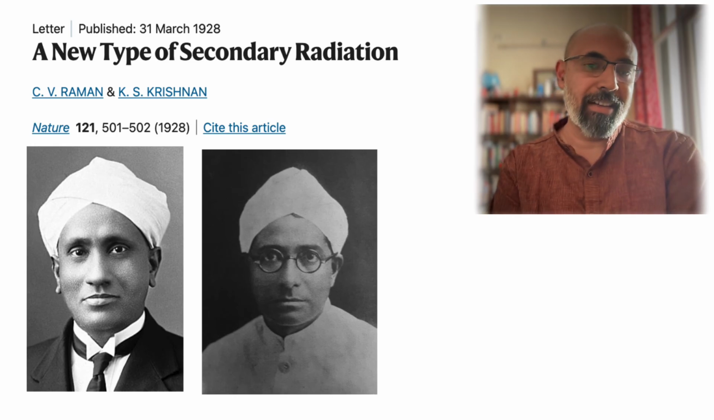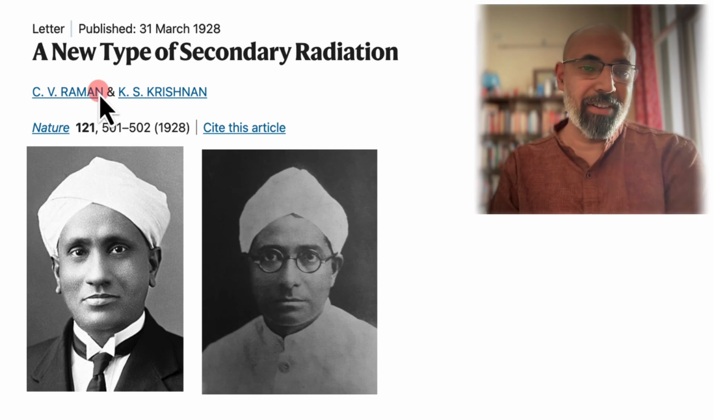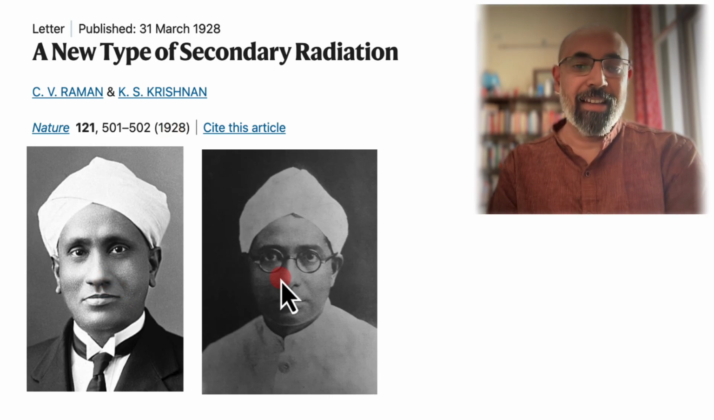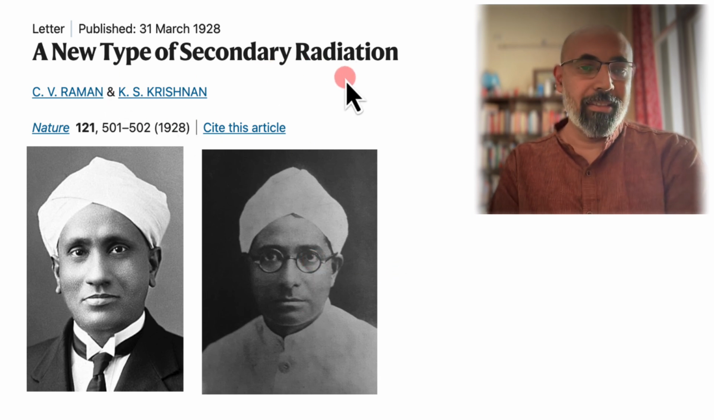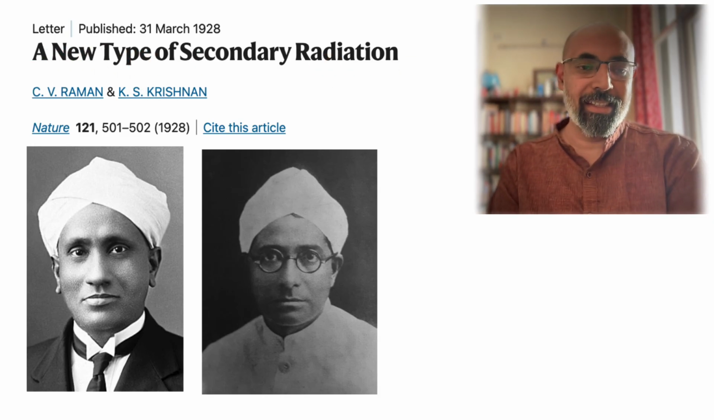The paper title is A New Type of Secondary Radiation by C.V. Raman and K.S. Krishnan. This was reported in Nature in 1928. C.V. Raman was in Kolkata, and his student K.S. Krishnan was an important part of this particular discovery. Now, the question is, what is this new type of secondary radiation? Let's try to understand this in a systematic way.